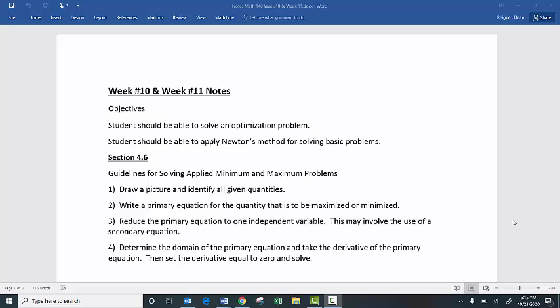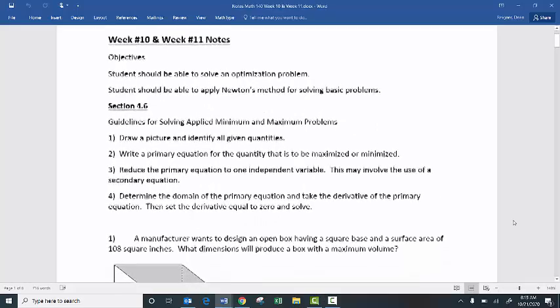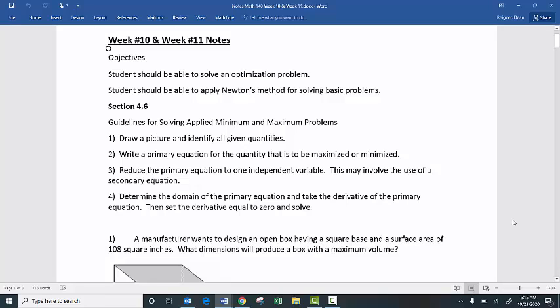Okay, we're going to start week 10. Week 10 has some more applications of derivatives, so we're getting close to the end here with derivatives. So what these pictures are, these are word problems. We had word problems in a thing called related rates, and these are called optimization problems.